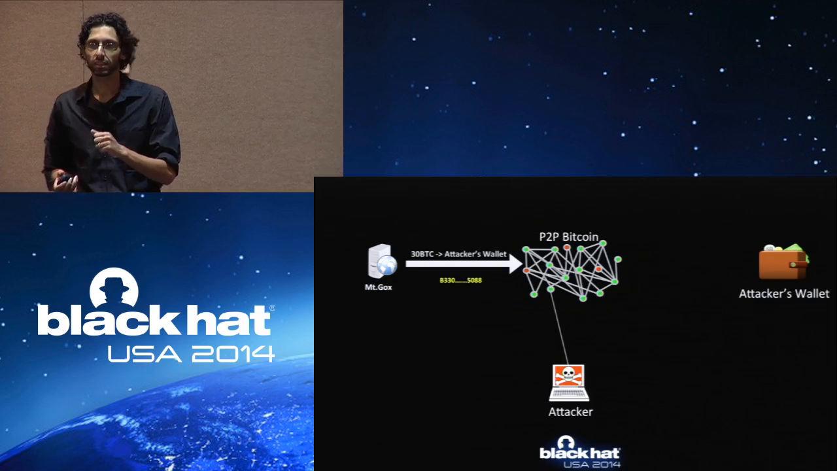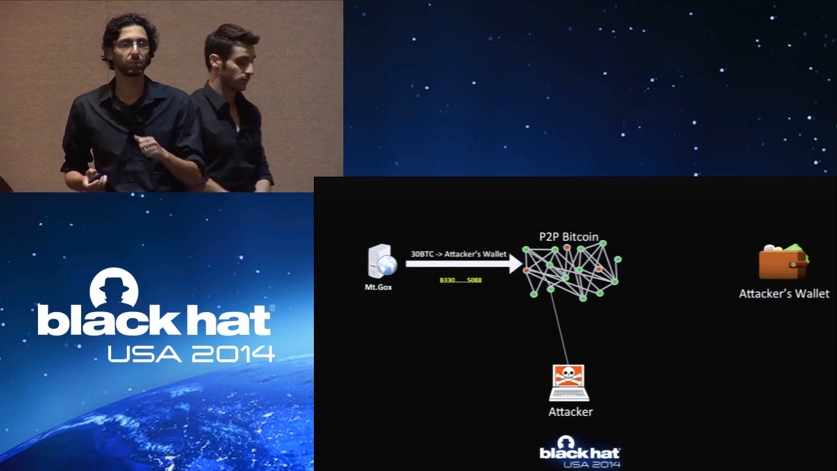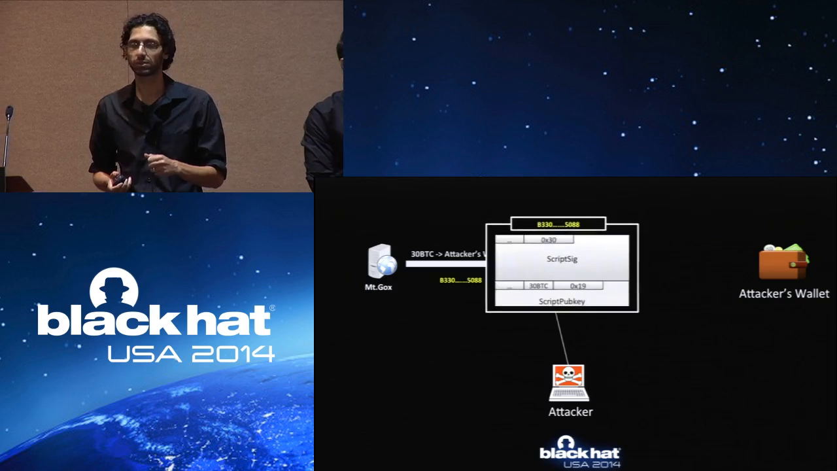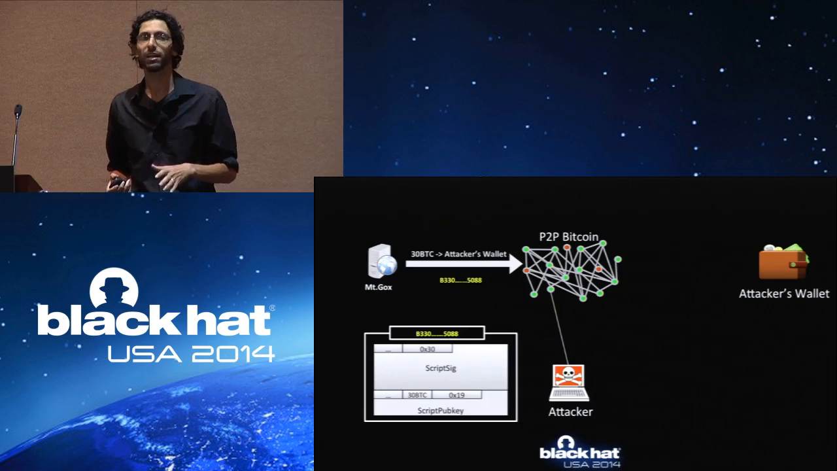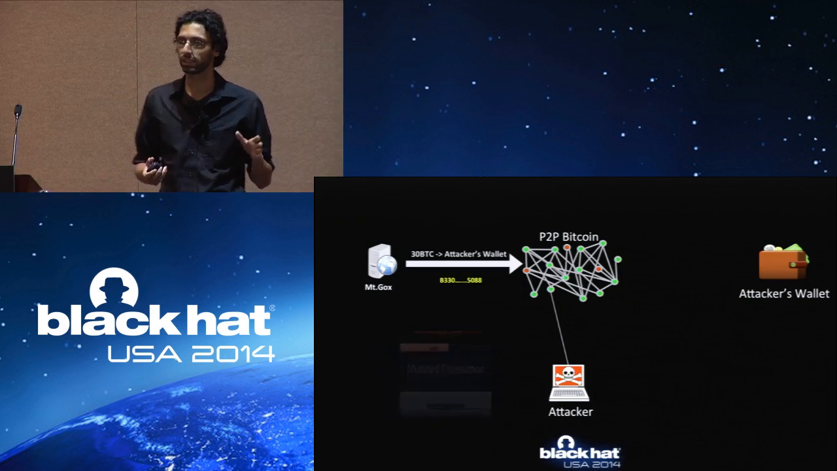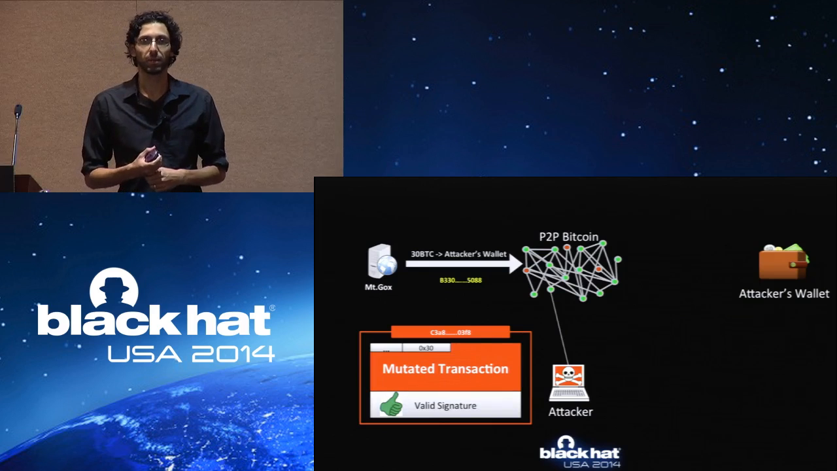Meanwhile, the attacker listens carefully to the peers in the network, and tries to grab this transaction as fast as he can. And then he performs the transaction malleability, like Ben explained.